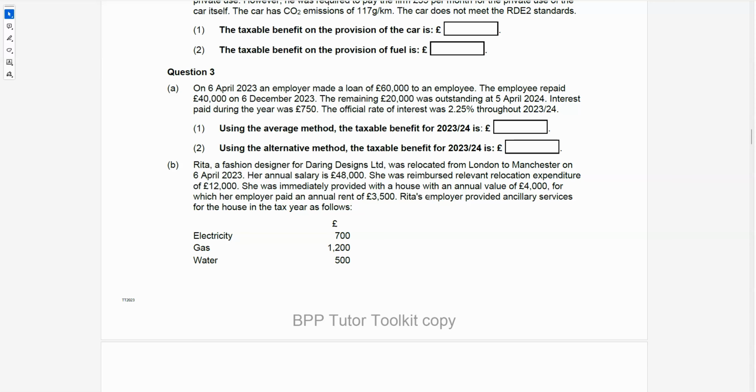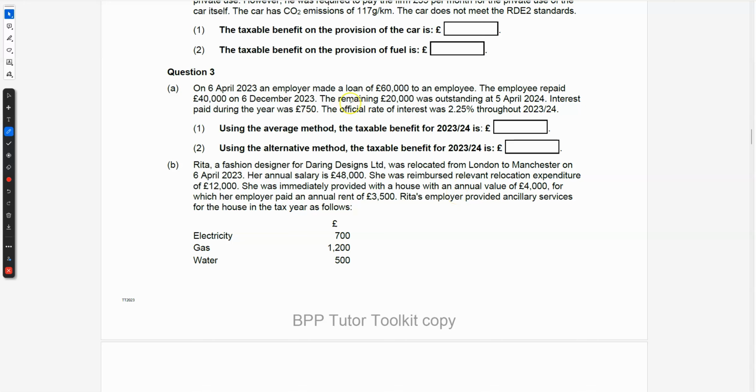So on 6th of April 2023, an employer made a loan 60,000 to an employee. The employee repaid 40,000 on 6th of December 23. The remaining 20,000 outstanding at 5th of April 24. Interest paid during the year 750. The official rate of interest was 2.25% throughout the 23 and 24.